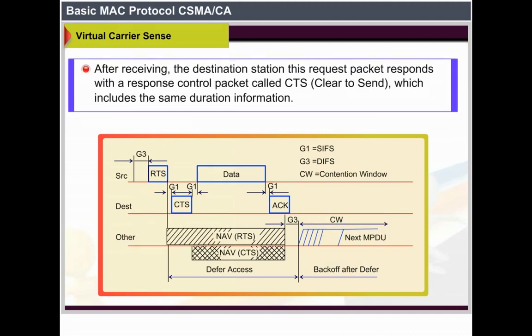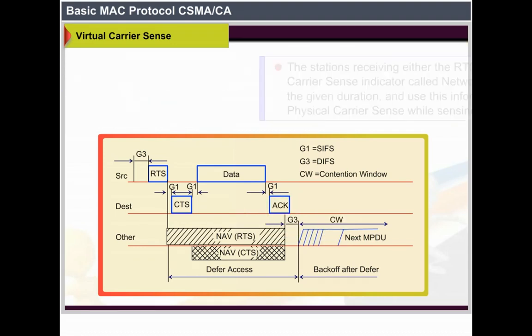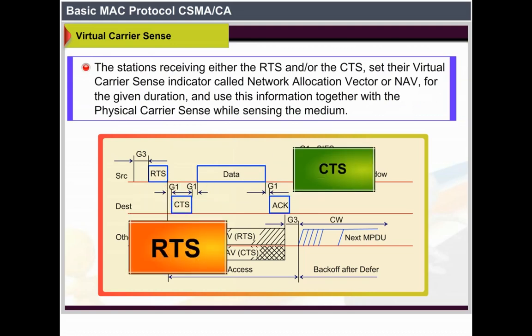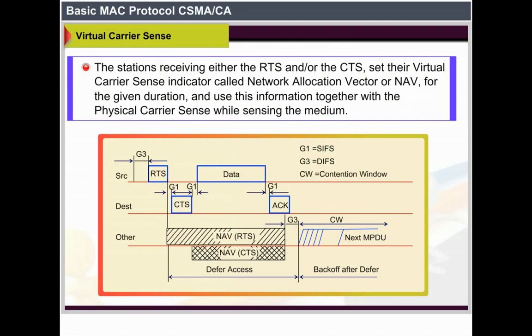The destination station, after receiving this request packet, responds with a response control packet called CTS, clear to send, which includes the same duration information. All stations receiving either the RTS or the CTS set their virtual carrier sense indicator, called Network Allocation Vector or NAV, for the given duration and use this information together with the physical carrier sense when sensing the medium.